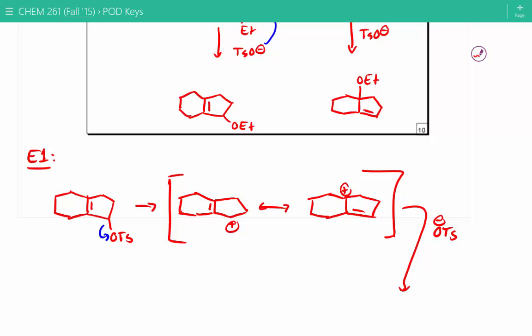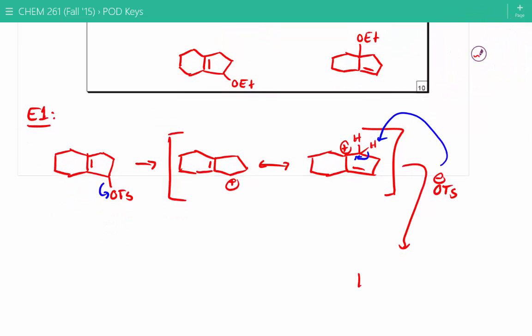Trick question. We could really grab any set of beta protons, but we are going to favor the beta protons that will result in the more substituted alkene. So in this case, we've got some beta protons up here. We can grab them with our tosylate that fell off, or our ethanol. It really doesn't matter which one you use. And now we get our final E1 product.